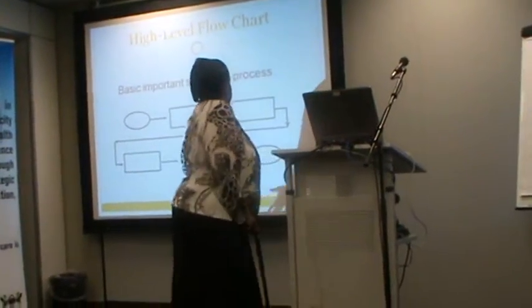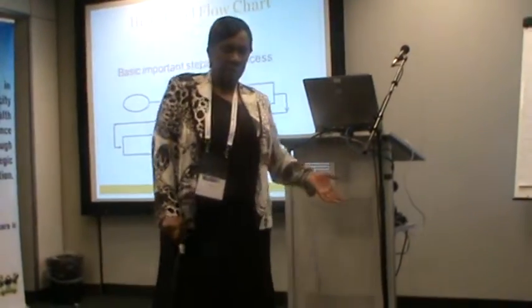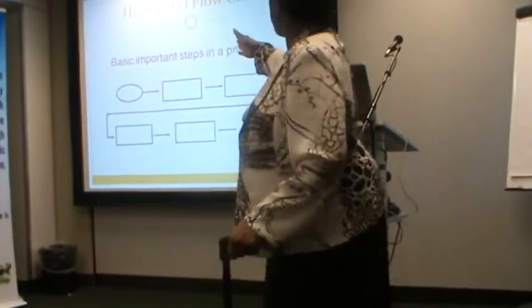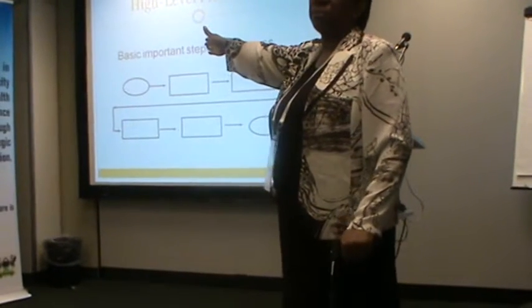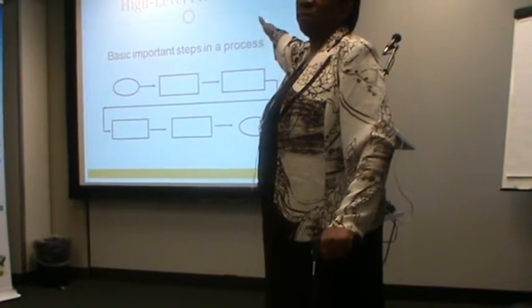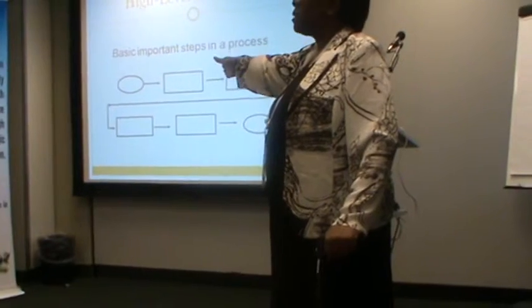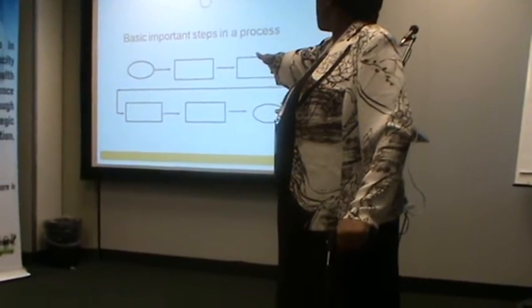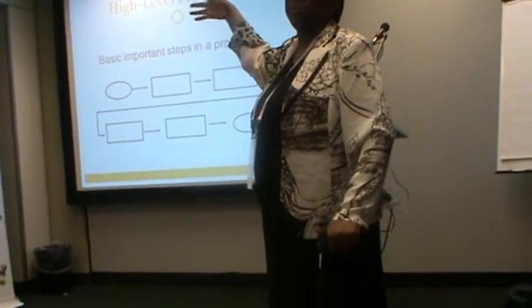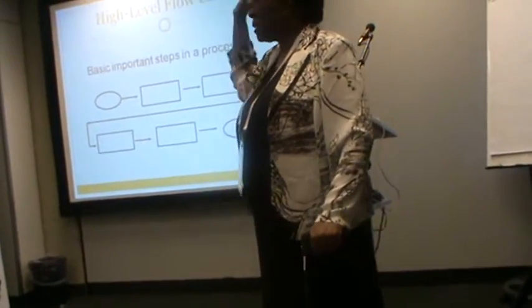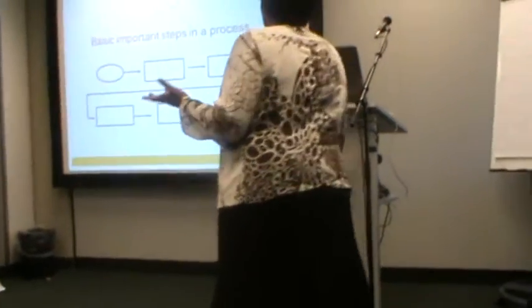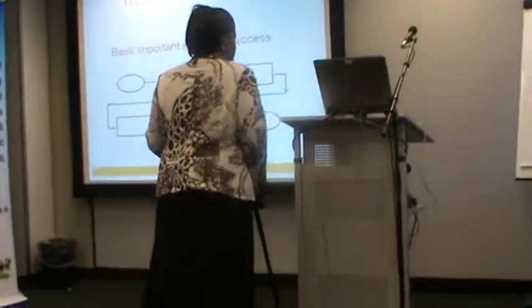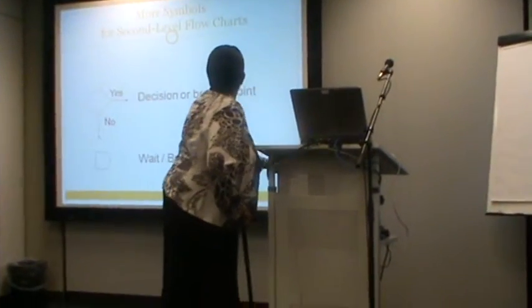So this is a basic flowchart, a high-level flowchart. It just shows the steps. For example, the circle there could be patient comes. Patient registers, patient sees clinician, patient goes to the lab, patient either is put on treatment or whatever, goes home, okay? Just basic steps. That is the most basic of all flowcharts. It just shows you the sequence of things that happen.